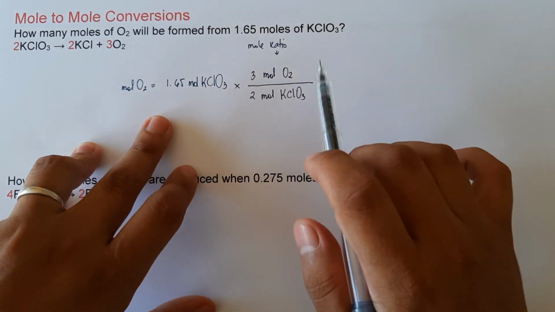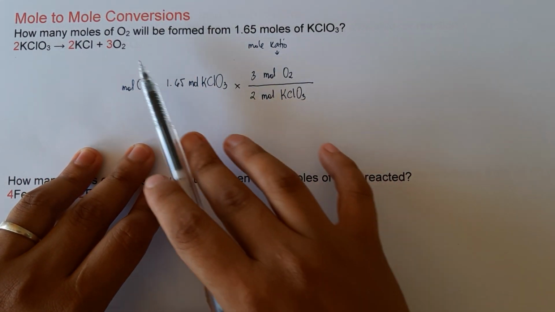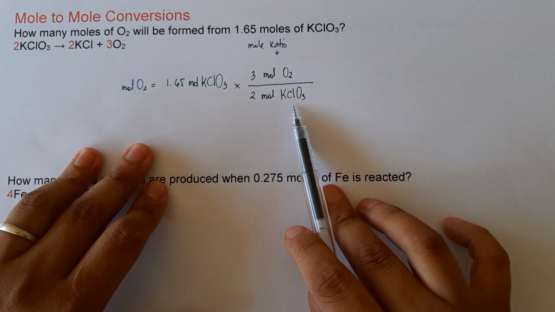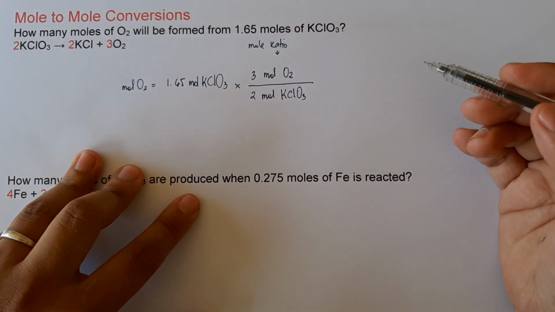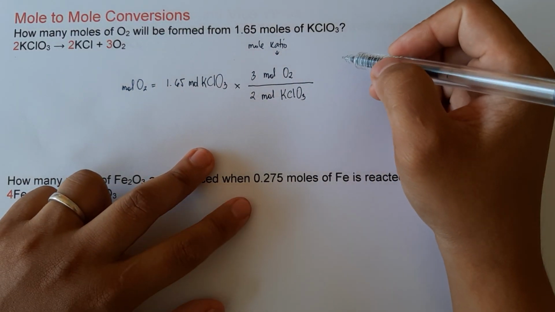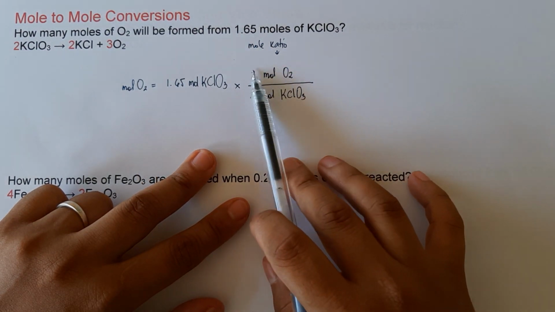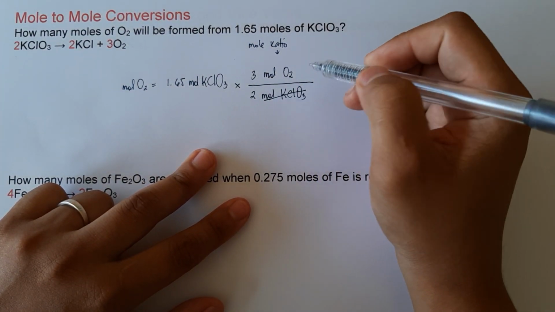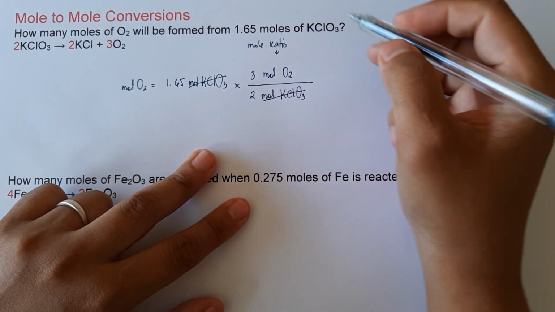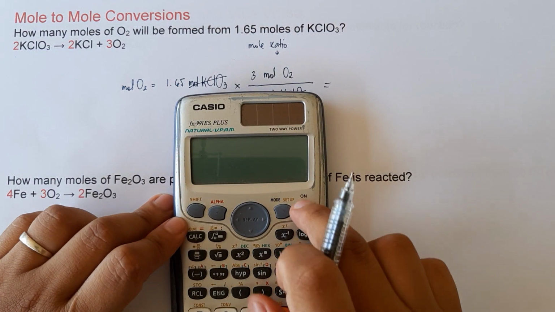Where did this come from? From the balanced chemical equation: 3 moles of oxygen, and 2 moles of potassium chlorate. So, I hope you understood that part. Since we are looking for the moles of oxygen, the unit will be left. So, moles of oxygen. We can cancel this unit, cancel this one, and perform the operation. I have here my calculator.